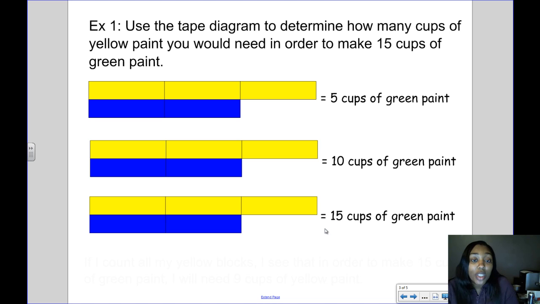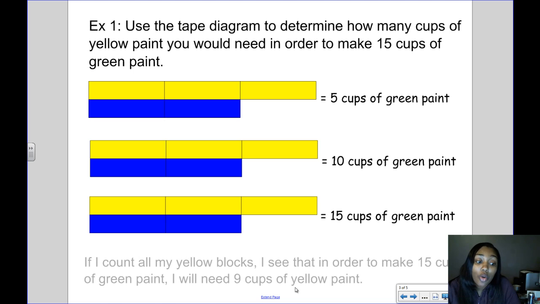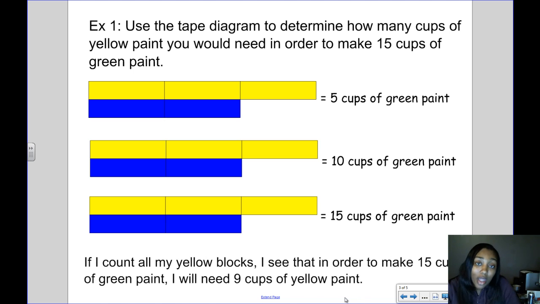So now the question is, how much yellow paint did we need to use? If we look at our diagram and count how many yellow we needed all together, we see that together we needed a total of 9 cups of yellow paint. So if I count all my yellow blocks, I see that in order to make 15 cups of green paint, I will need 9 cups of yellow paint. And if we wanted to extend the question, we would see that we need 9 cups of yellow, and if we look at the blue, we need 6 cups of blue.